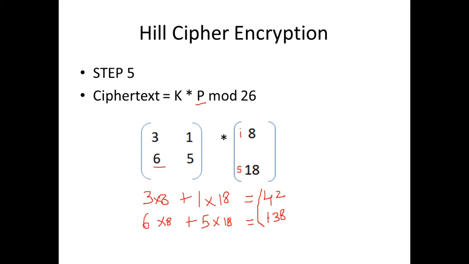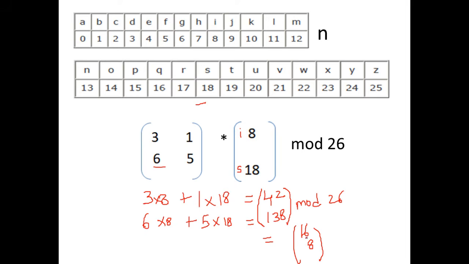So once you are done with this, what do we have to do next? We have to find mod 26. So 42 mod 26 is nothing but 16 and 138 mod 26 is 8. So we arrived at 16 and 8. What is the ciphertext corresponding to these values? In this table, 16 is Q, and what is 8? 8 is I. So the ciphertext equivalents of I and S is Q and I.